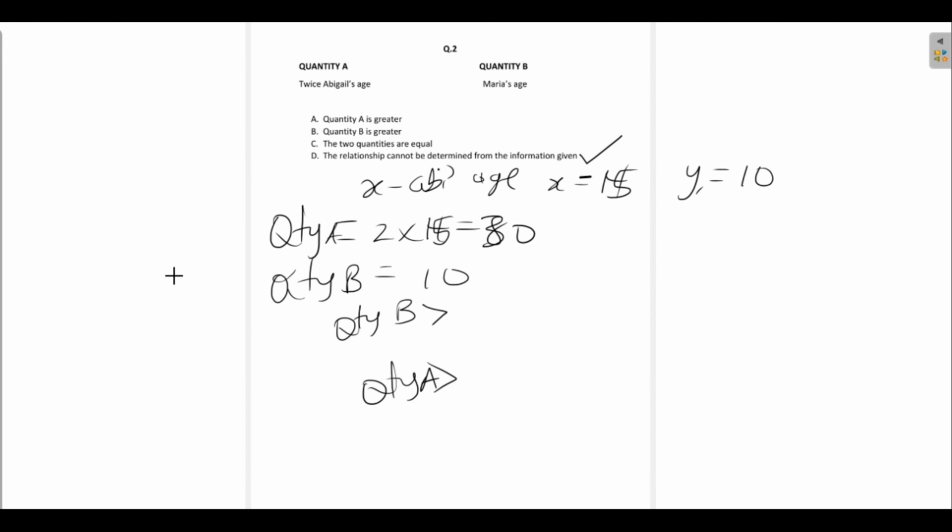In a situation where we have two scenarios, and in the first scenario quantity A is greater than quantity B, and then in the second scenario quantity B is greater than quantity A, when you have these things happening, it tells you that the relationship cannot be determined from the information given. So always your answer will be option D. Alright, let's move on to the next question.